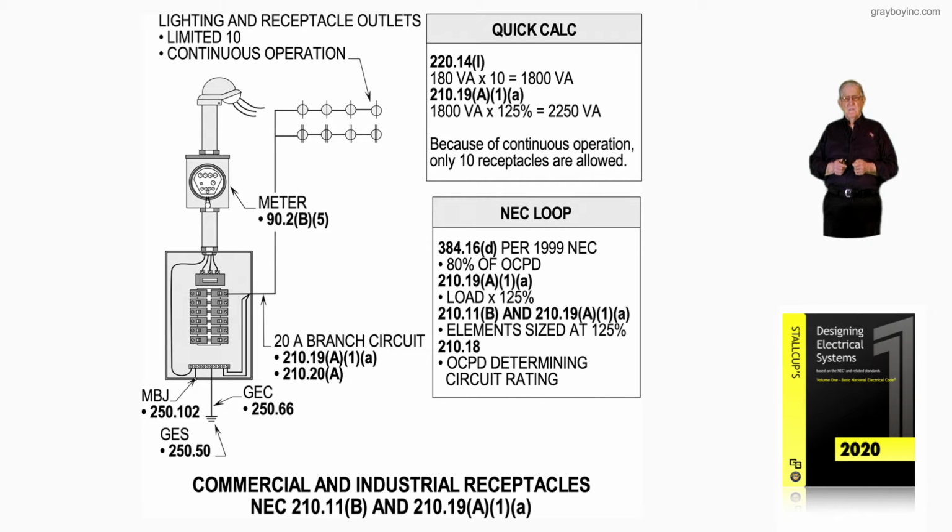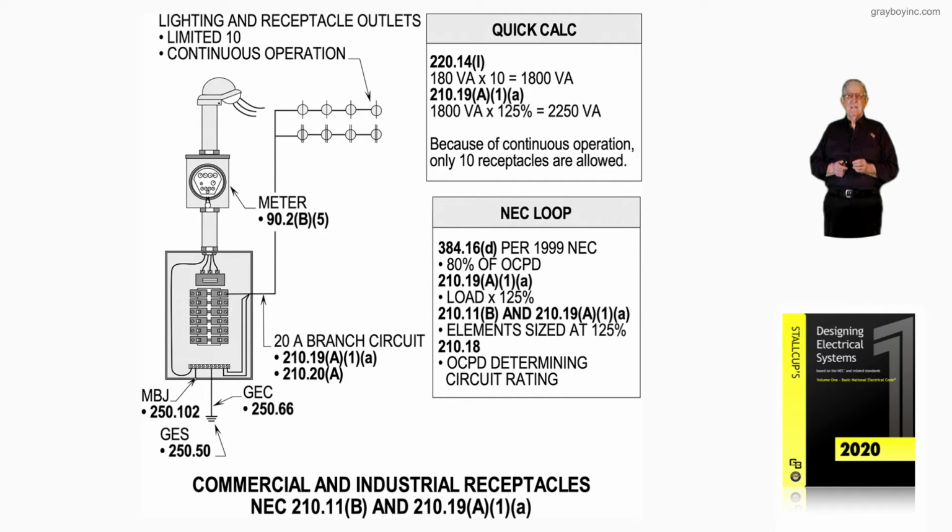Now, this illustration deals with commercial and industrial receptacles in accordance with 210.11(B) and 210.19(A)(1)(a), which deals with either continuous or non-continuous loads, or maybe in some cases, receptacles that would have a demand factor applied, as mentioned in the previous figure.